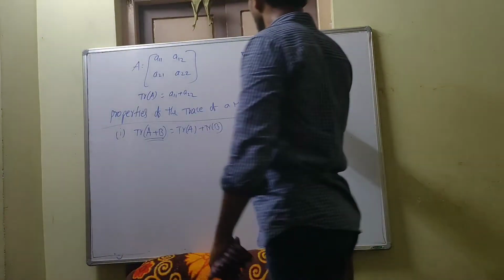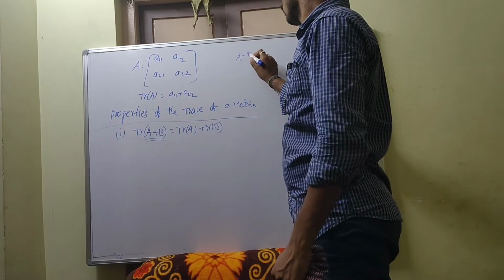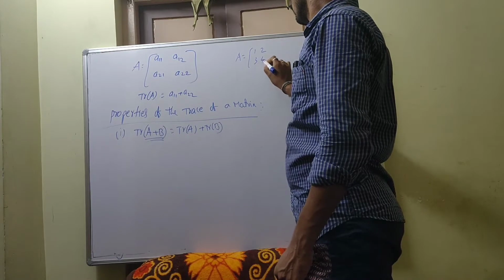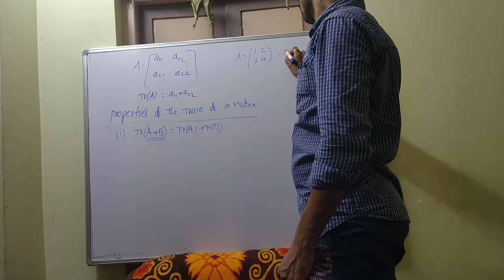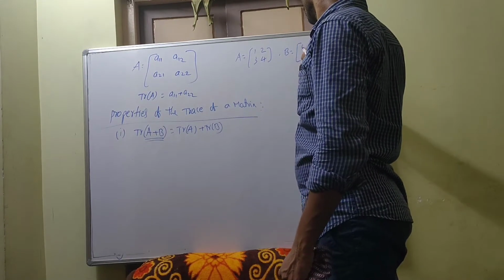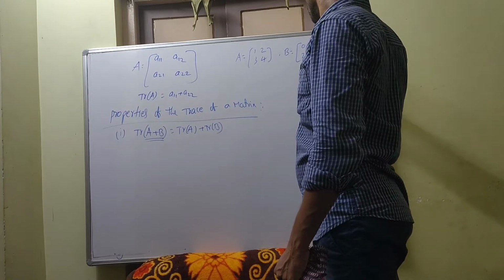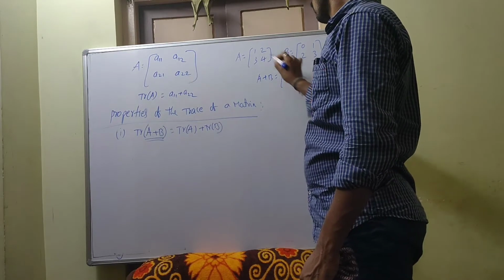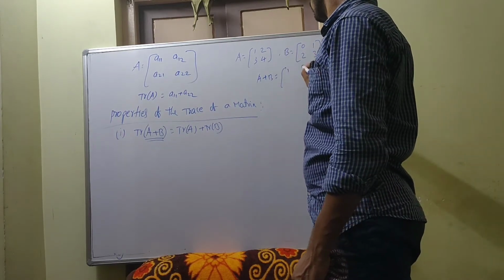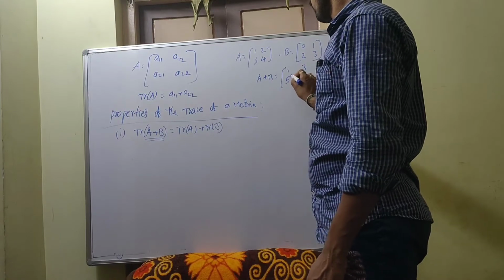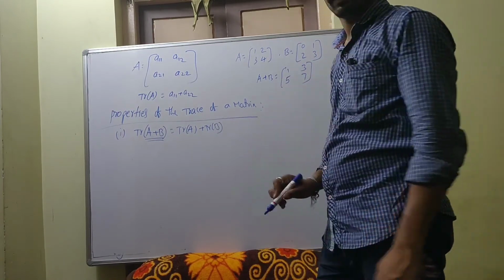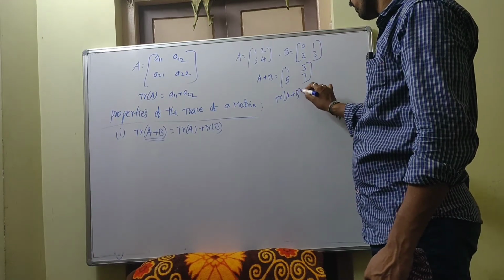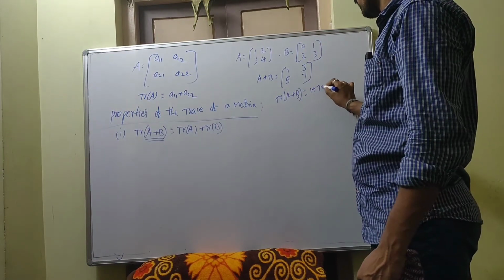Take one example. Let us take A is equal to 1, 2, 3, 4. B is equal to 0, 1, 2, 3, suppose. So what is the A plus B matrix here? 1 plus 0 is 1, 2 plus 1 is 3, 3 plus 2 is 5, 4 plus 3 is 7. Okay. See, what is trace of A plus B? 1 plus 7, that is equal to 8.